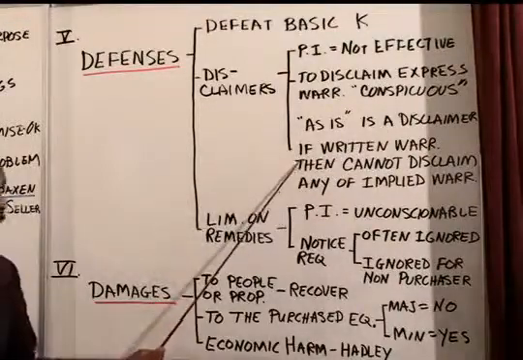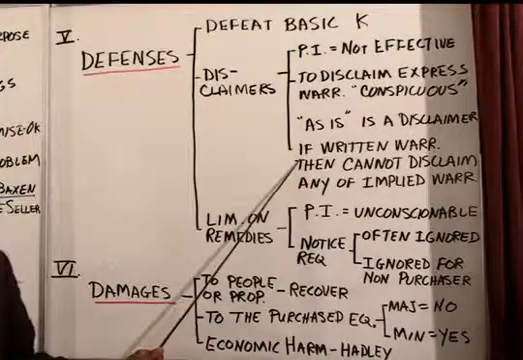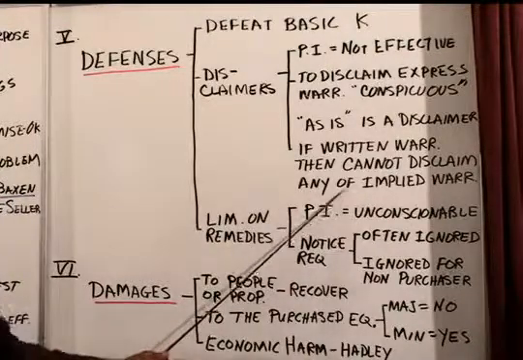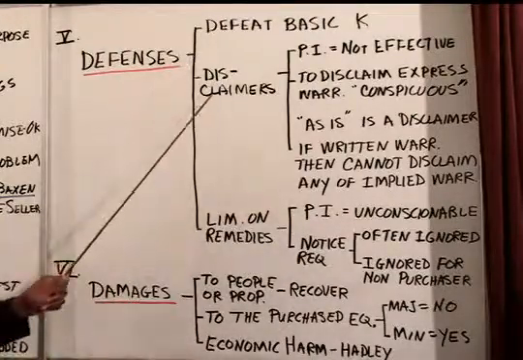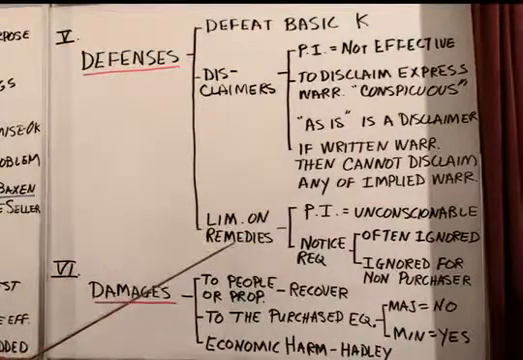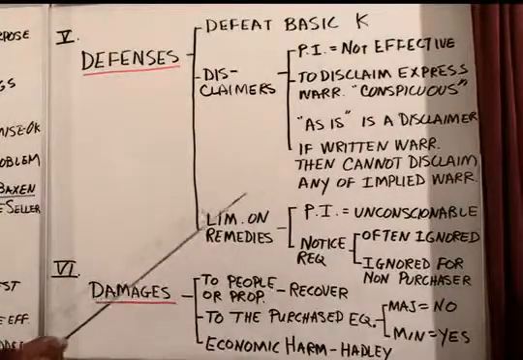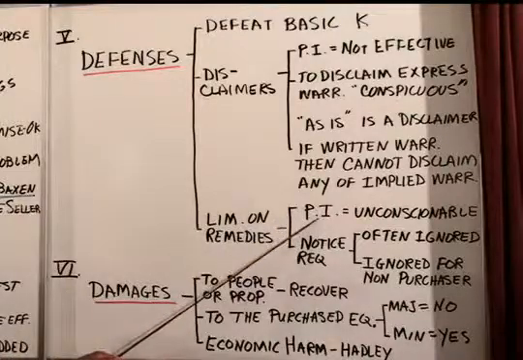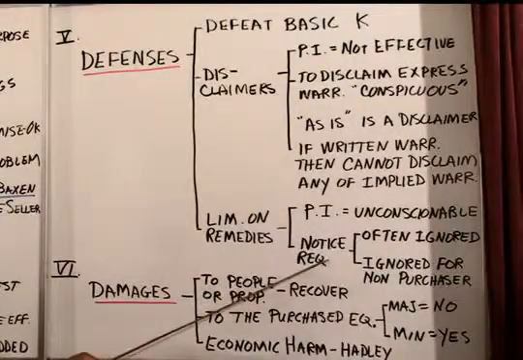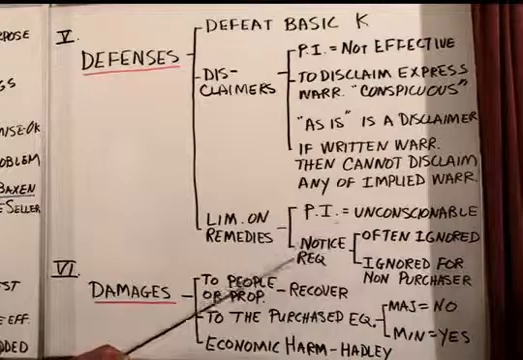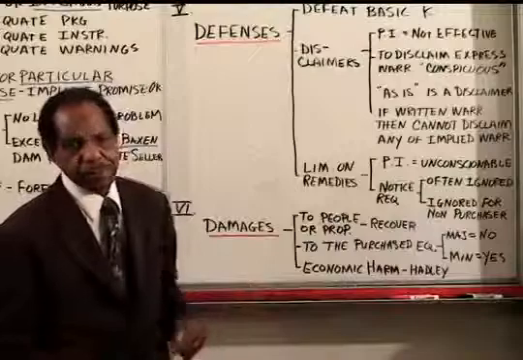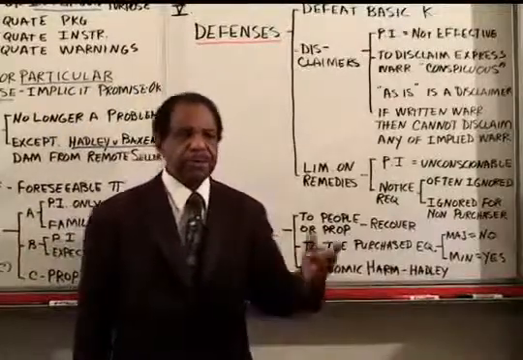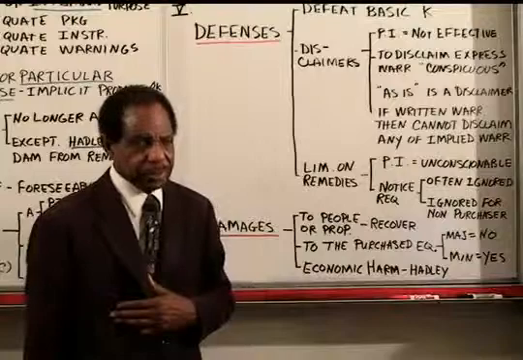And finally, if you give any written warranties of any kind, then you cannot disclaim any of the implied warranties. And the final defense, besides defeating the basic contract and disclaimers, are limitations on remedies. These are sometimes put into the contract. A limitation that the seller is not liable for personal injury is unconscionable, unenforceable. However, they can require notice. They can put in the contract that if anyone is injured as a result of a defect in this product, that you need to give us notice within 30 days of the injury, for example.